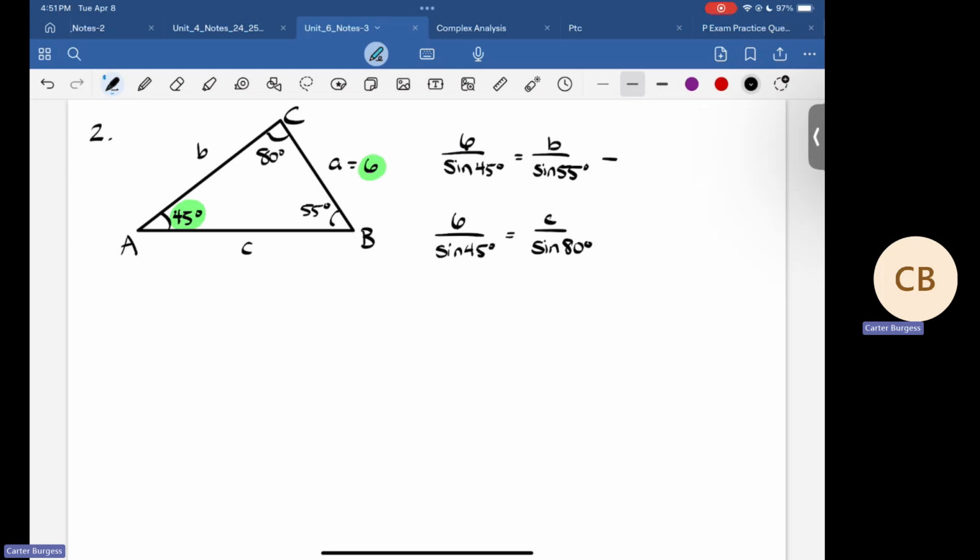Solving for B, I get that B is equal to 6 times sine of 55 degrees over sine of 45 degrees, whereas C is going to be equal to, again, solving for C, 6 times sine of 80 degrees over sine of 45 degrees, which you could plug into your calculator to figure out if we absolutely needed to. But in this case, this is how I would personally prefer you answer.